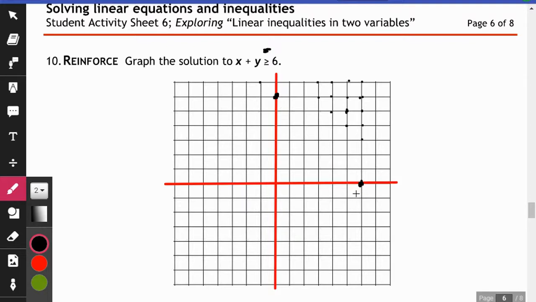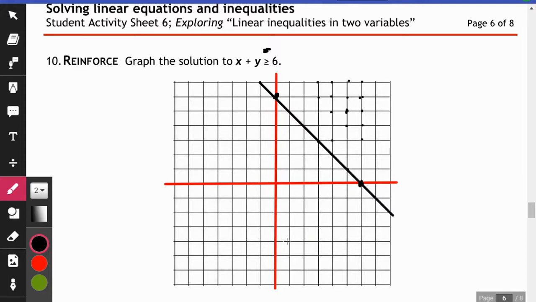Oh, wrong button again. Get your act together. All right, like so. That borderline, everything to the left of it won't add to 6. Everything to the right of it and above adds to make 6 or more. So look, this is the point 3, 3. 3 to the right and 3 up. 3 plus 3 makes 6. 4 plus 2 makes 6. 5 plus 1 makes 6. Anything on the line adds to make 6.